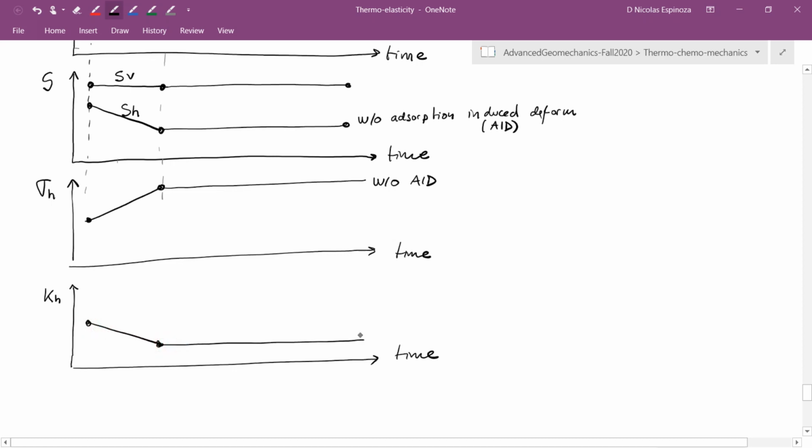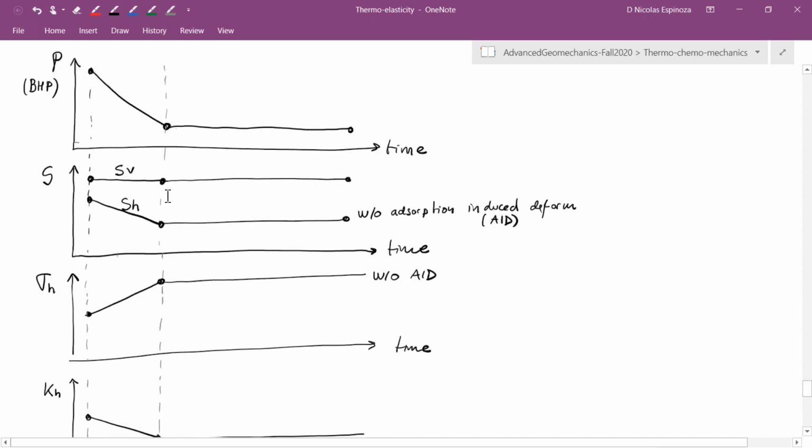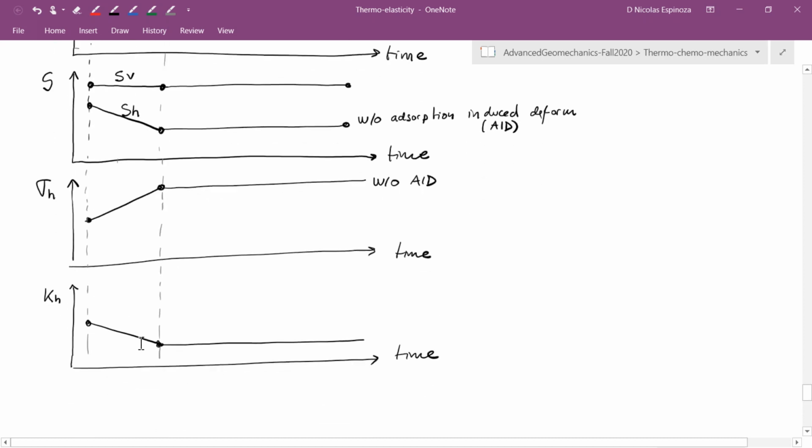This is what you would expect in a fractured formation. In all types of fractured formations, this is what you see. As you deplete, the effective stresses increase and permeability decreases and the flow rate decreases with time without the presence of absorption-induced deformation.